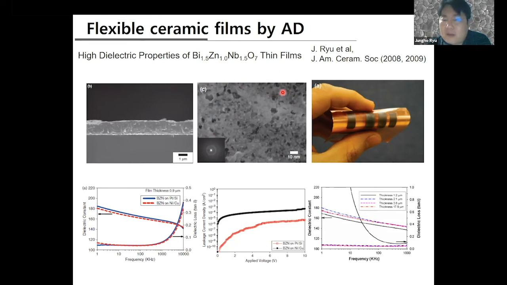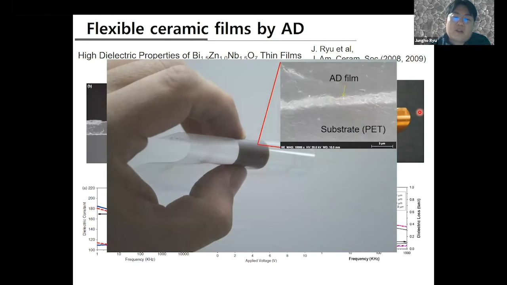So we sprayed this powder on the copper foil and got very similar performance compared to the BZN film on the silicon substrate. So flexibility is also possible, and the dielectric property was not bad. Sometimes we can deposit films on a plastic substrate, for example PET, a typical polymer substrate. We can deposit ferrite films on top of it, and it is flexible. If we don't bend it completely, then it will be okay. Like not folding, that will be okay.